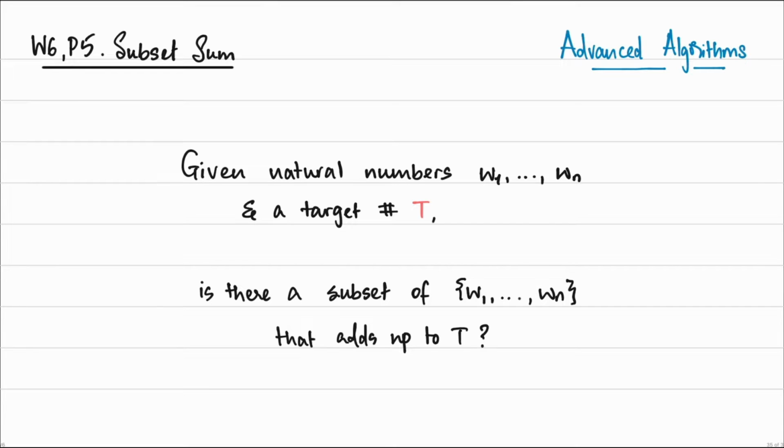The input is a collection of numbers, n numbers w1 through wn, and we have a target which we will denote by t, and the question is: is there a subset of these numbers whose sum is exactly t? And if you remember, we've seen a dynamic programming algorithm for this whose running time is, asymptotically, n times t.